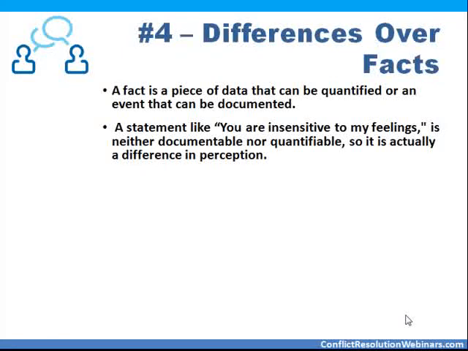Number 4, differences over facts. Now, a fact is a piece of data that can be quantified or an event that can be documented. An example of a fact is how many square feet of production we need to have this afternoon in order to meet our goal. And there could be a difference based on how this is calculated, so we've got a conflict.